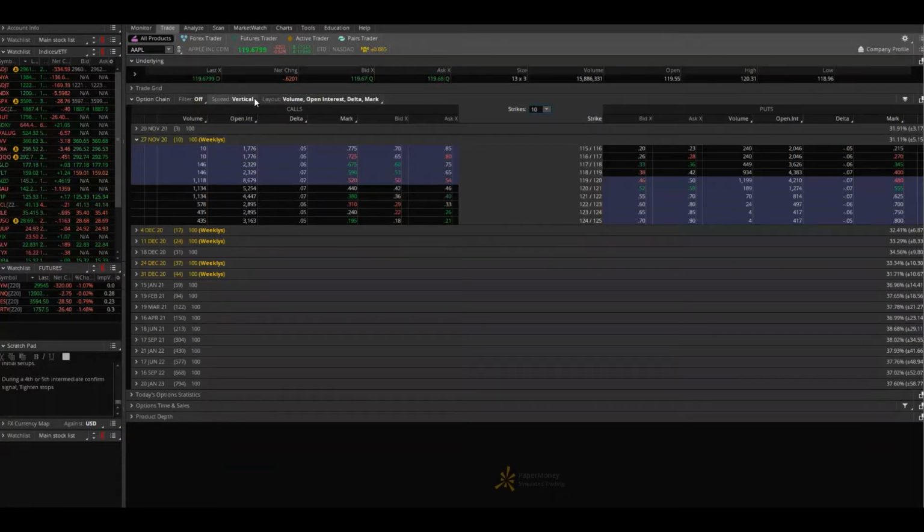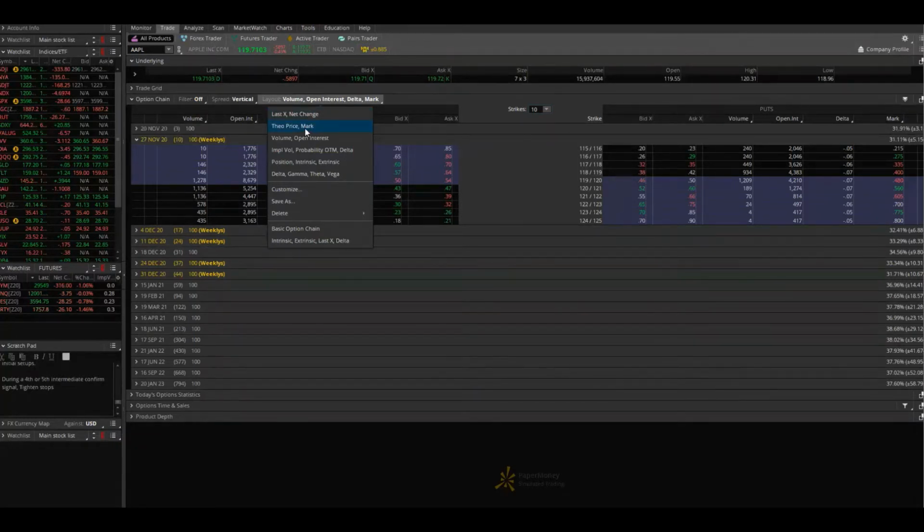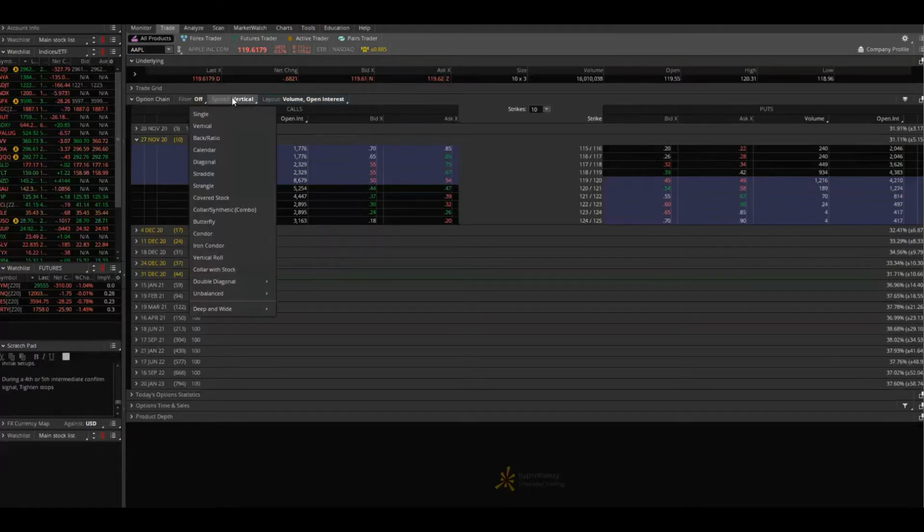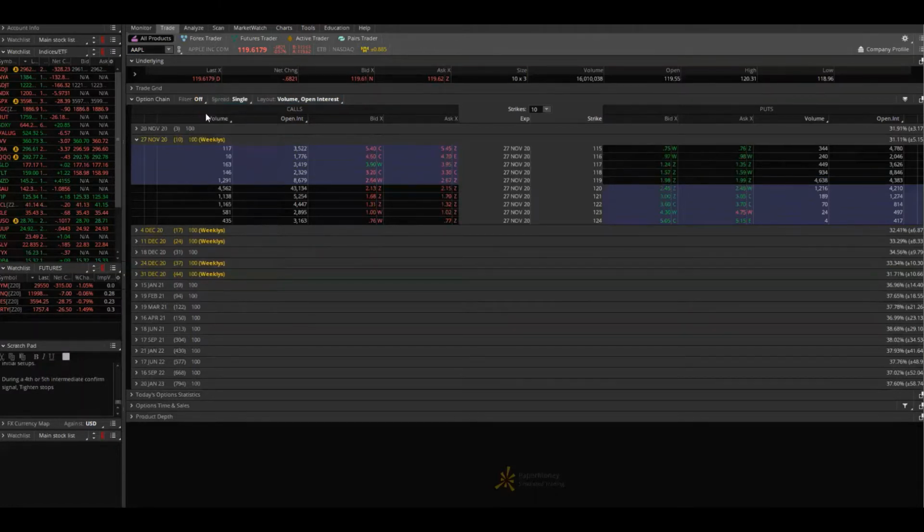And then on the top here, there's a lot of different toggles that you can use. There's last price, net change, Theo price, mark, volume, open interest, etc. Let's go ahead and go to volume and open interest. And then here, the spread is our strategies. You can see we have a lot of different strategies here. So let's just go to single.